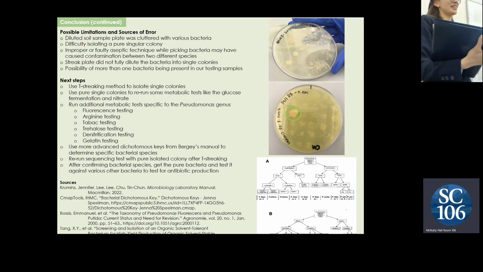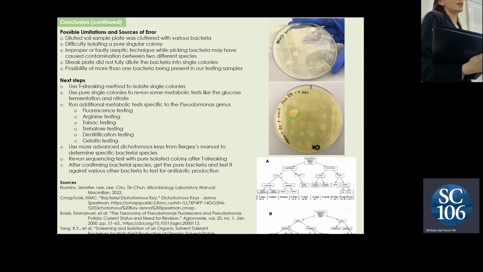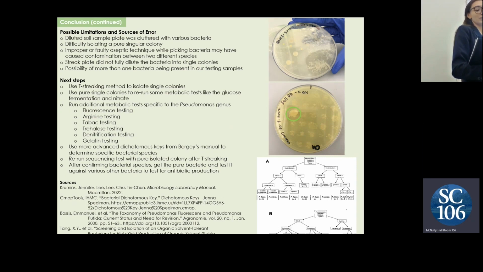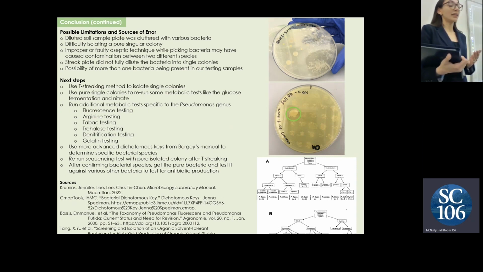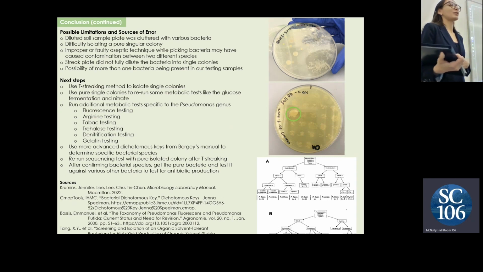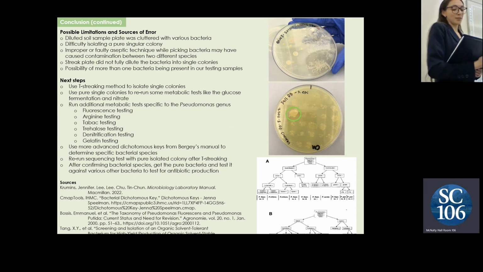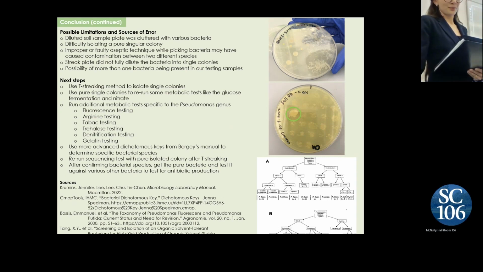So the contradictory results were puzzling. So we discussed the possible limitations that we faced and the sources of error that we produced during all of this, some of which included difficulty isolating bacteria in the first place, genetic mutation through horizontal gene transfer, and then faulty aseptic technique, given that this is our first time in a microbiology lab, and perhaps contamination within the growth media. So in the future, it would be beneficial to repeat the experiment, but use a T-streaking method instead.